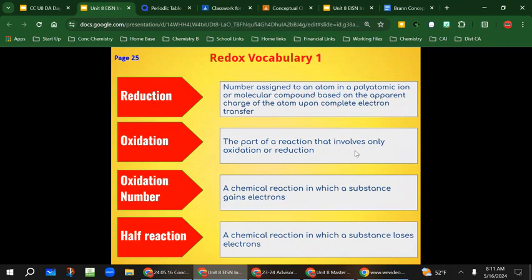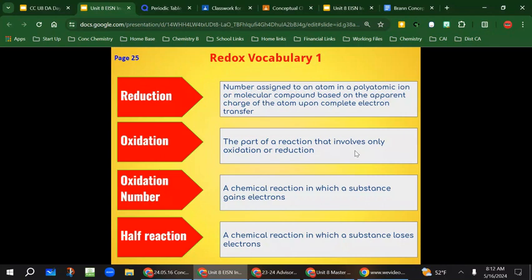Wow! But which definition do you think that's for up here? Which term? These 4 terms, those are the definitions. That first one, which do you think it goes for? Oxidation number. Good. Why? Because numbers. That's number assigned. So it's going to be an oxidation number.